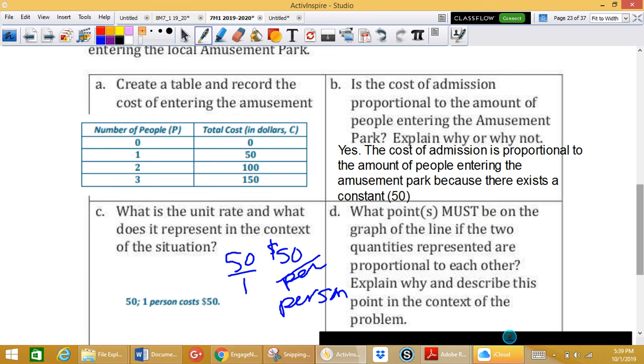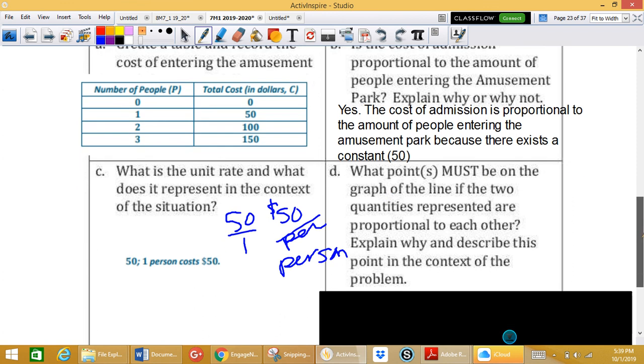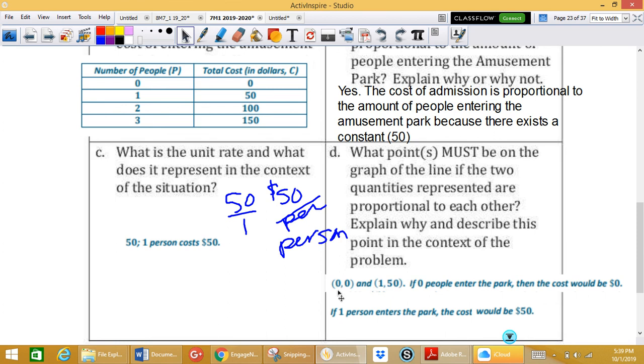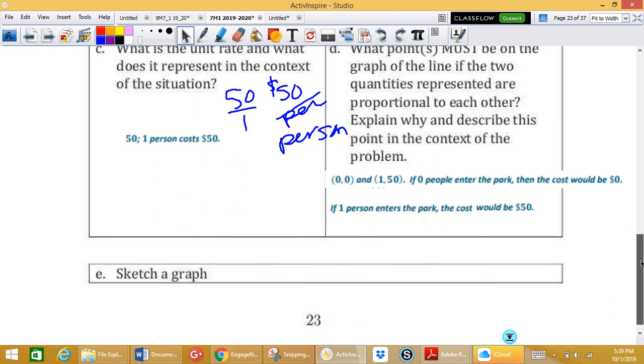What points must be on a graph of a line if two quantities are proportional to each other? Explain why and describe this point in the context of the problem. (0, 0) to show that it goes through the origin, and the unit rate, (1, 50) in this case. If 0 people enter the park, then it would cost $0, and if 1 person entered the park, then it would cost $50. Now we need to sketch the graph.